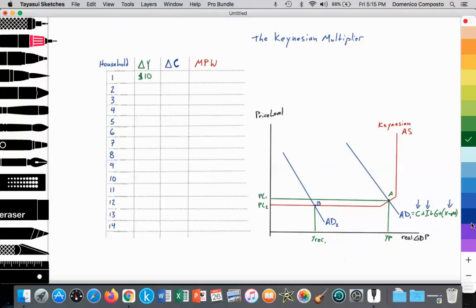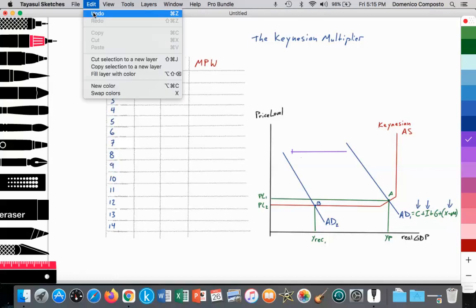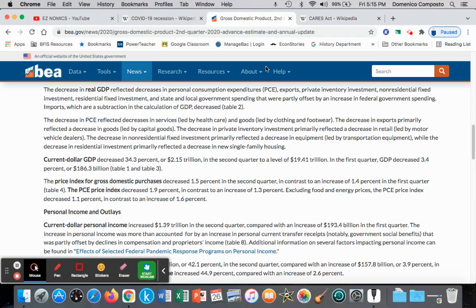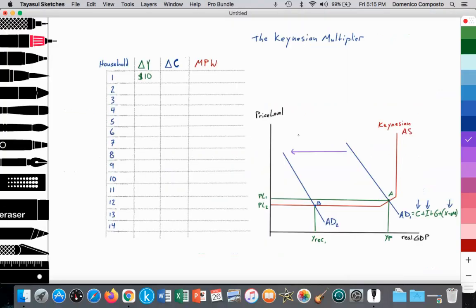Okay. Now, here we have the formation of a recessionary gap. The distance between AD1 and AD2 being approximately a 34% decrease in GDP, or the equivalent of, as we saw on that previous website, $2.5 trillion. Right? I think if we go back, we'll see $2.15 trillion decline in real GDP. So the gap here, if I was to illustrate this, the gap between here and here is approximately 2.15 trillion US dollars.